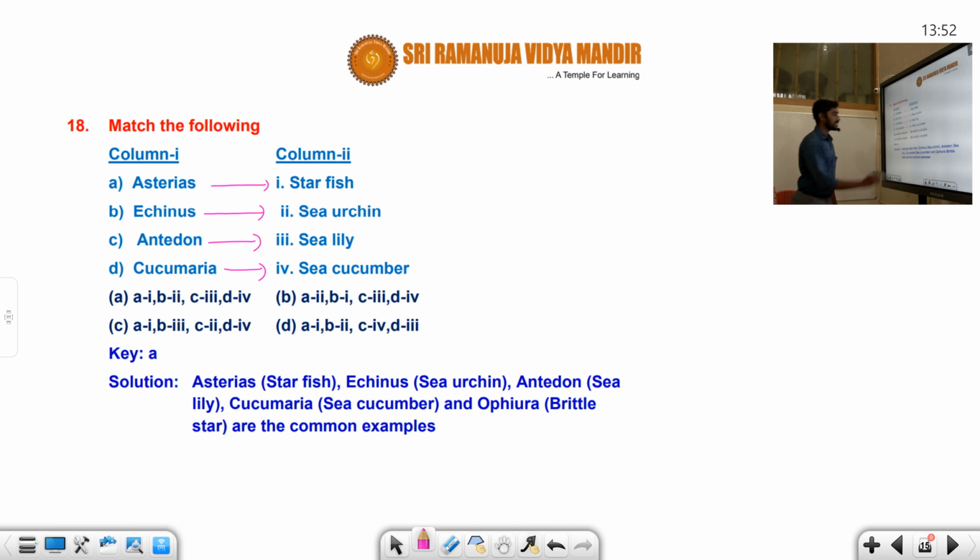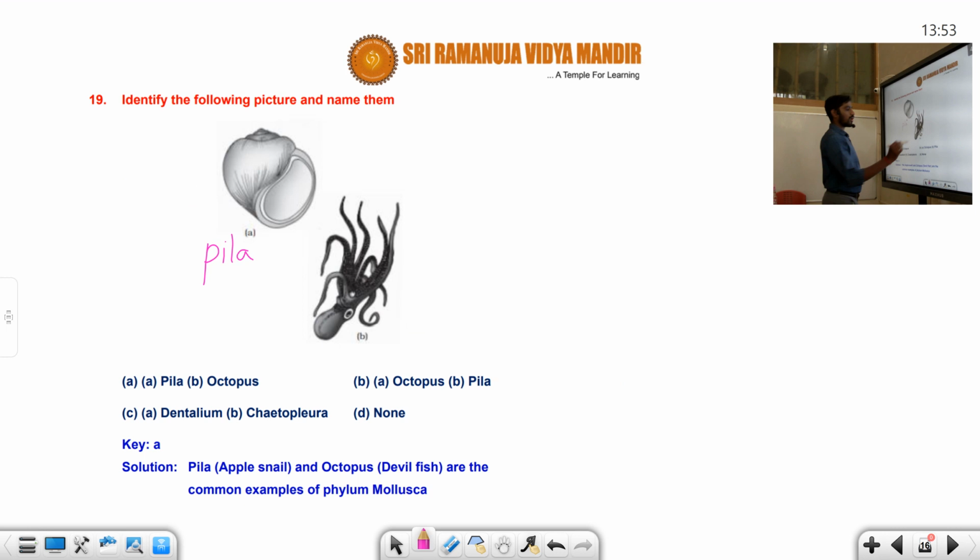The next one is the 19th question. Identify the following pictures and name them. The first one is Pila, and the other one is octopus. These images are based on the NCERT references; in the NCERT we have already seen this type of images, right? Pila and octopus are common examples of the phylum Mollusca. Octopus and Pila, Dentalium, Chaetopleura, these are not the incorrect options. So for the 19th question, A is the correct option.